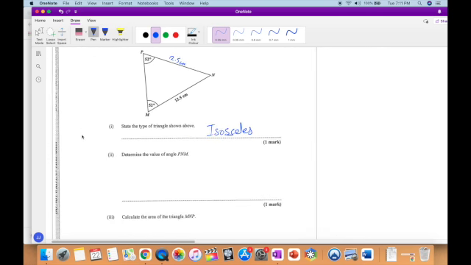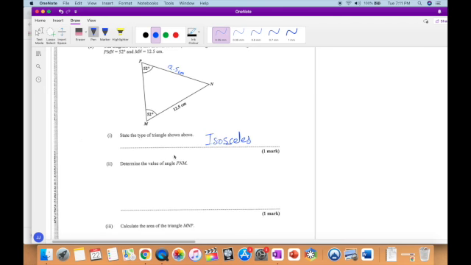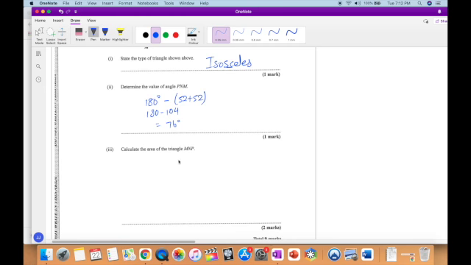All right. So, calculate the value of this angle PNM. Well, we know that the inside of a triangle is 180 degrees. So the value would be 180 degrees minus the 52 plus 52. So 52 plus 52 is 104. So that's 180 minus 104, which is 76.